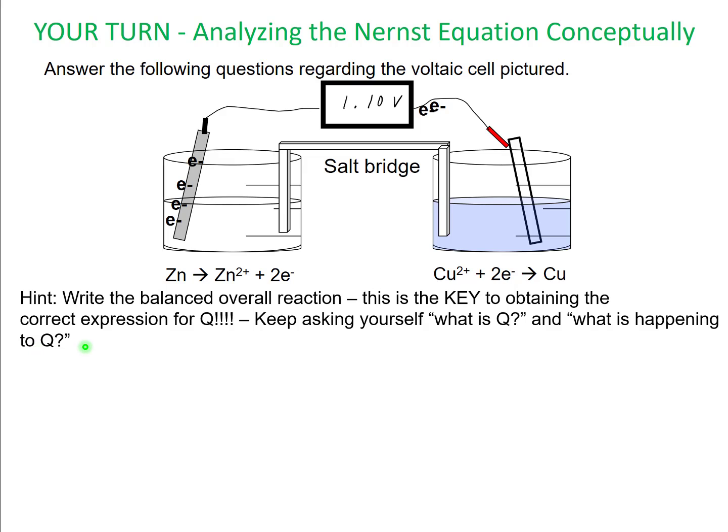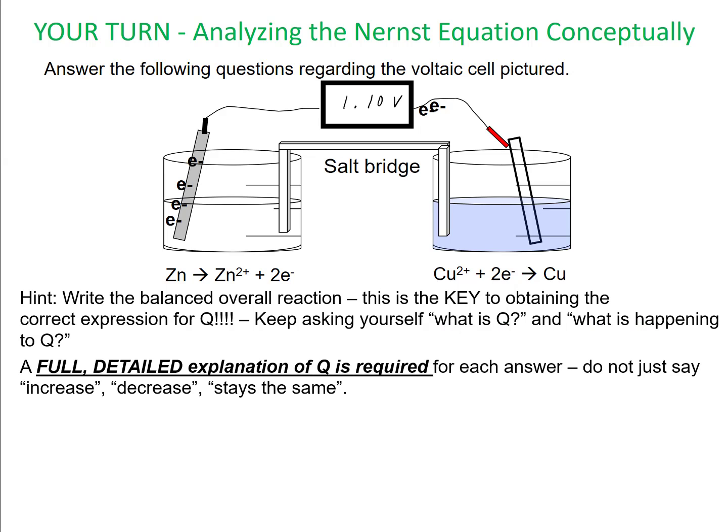And then what is happening to Q? We'll practice the more math kind of stuff, like plugging stuff into the Nernst equation, in class. But as far as the AP exam, this is what they want you to be able to do, is answer questions like this. But you need to write it out. You're going to get lost if you try to do this in your head. So you've got to write out the balanced equation and get Q. Write the full expression for Q. And what I'm expecting is a full explanation for your answers. Don't just say increase, decrease, or stay the same.